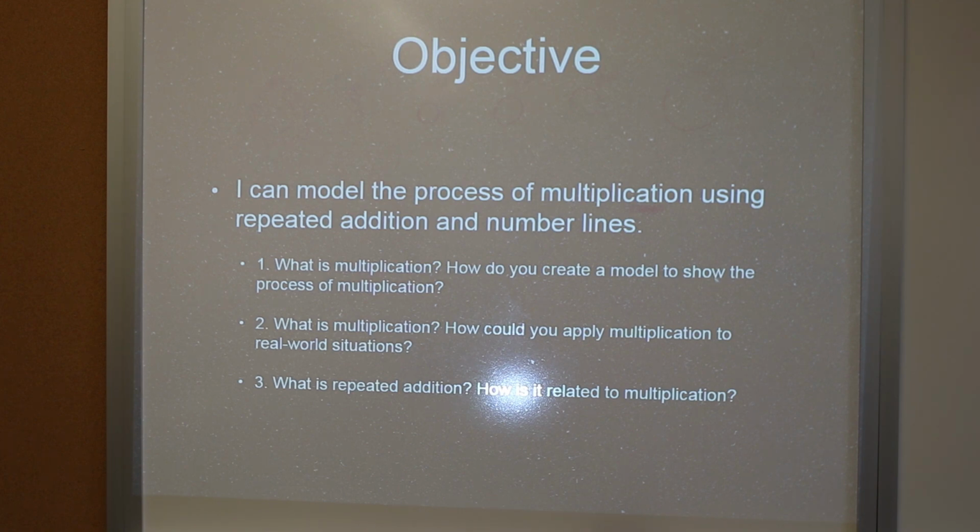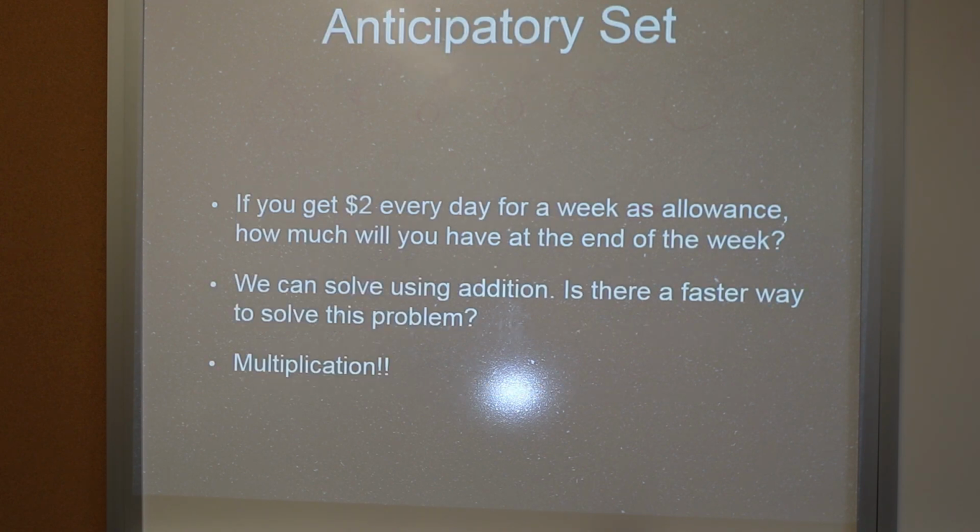We're going to start with repeated addition first as our first model of multiplication. Think of this: if you get $2 every day for a week of allowance, how much will you have at the end of the week? We can solve this by using addition. But is there a faster way to solve this problem? Multiplication will do it much quicker. We know there are 7 days in a week, and every single day I would get $2. So I could do 2 plus 2 plus 2 plus 2 plus 2 plus 2 plus 2. That sounds like it takes a very long time. Or I could use multiplication and do 2 times 7.